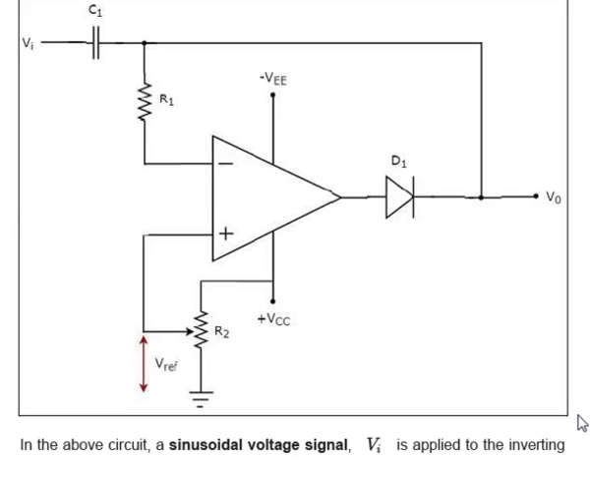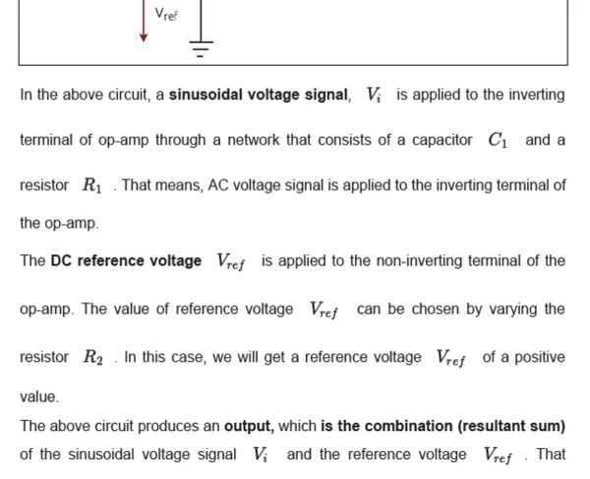So in this circuit, a sinusoidal voltage Vi is applied to the inverting terminal of the op-amp through a network that consists of a capacitance C1 and a resistance R1. That means an AC voltage signal is applied to the inverting terminal of the op-amp. The DC reference voltage V reference is applied to the non-inverting terminal of the op-amp. The value of V reference can be chosen by varying the resistor R2. In this case, we will get a reference voltage V reference of a positive value.